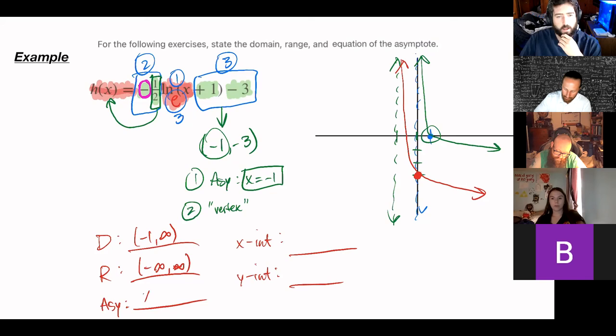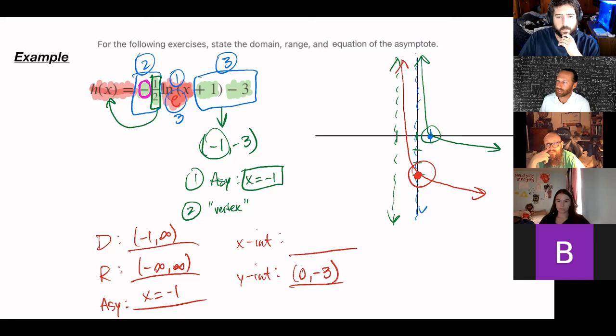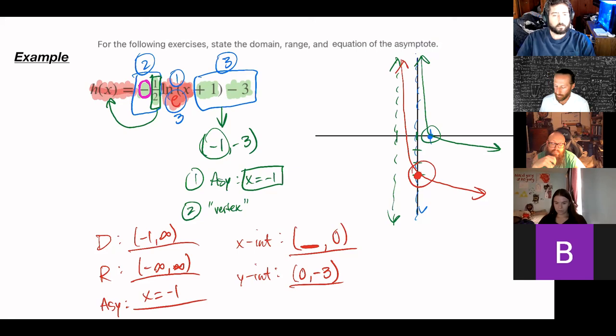Asymptote. x equals -1. Good. We got that one already. How about the y intercept? Zero, comma, -3. Beautiful. And how would we find the x-intercept if they asked for it? Just plug -3 into y. Careful. Always 0 for y, right? And we know it's somewhere between 0 and -1, but it's probably not going to be very nice. Okay? Well done.